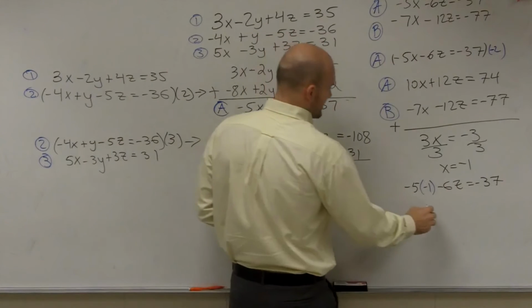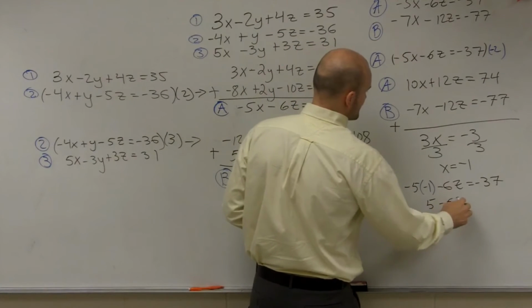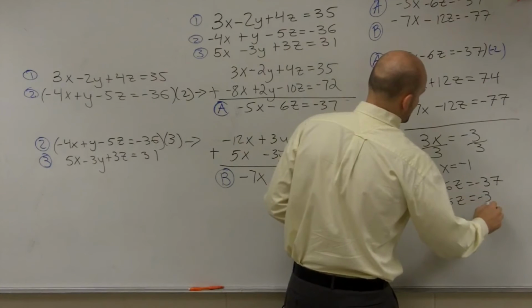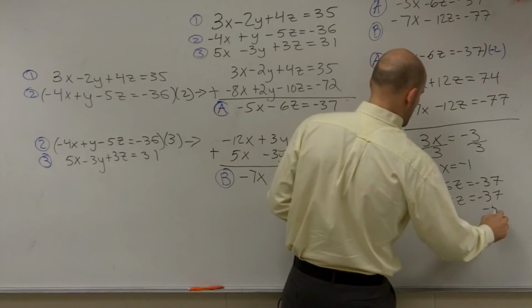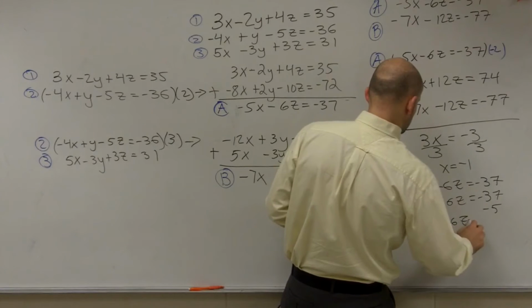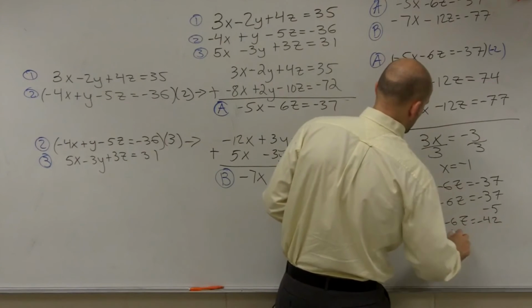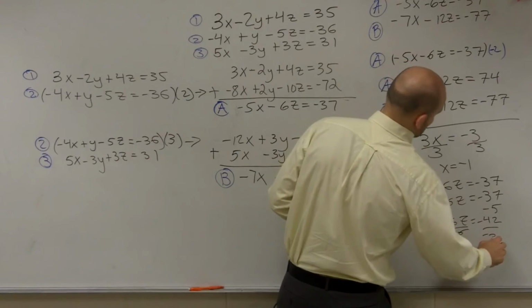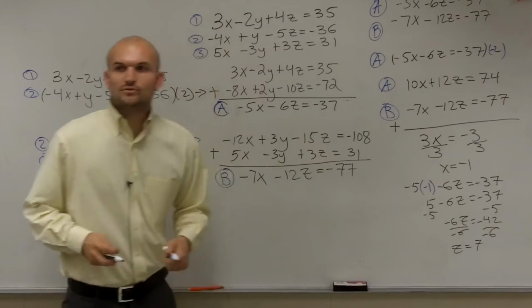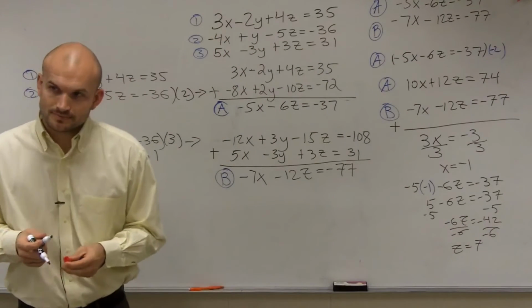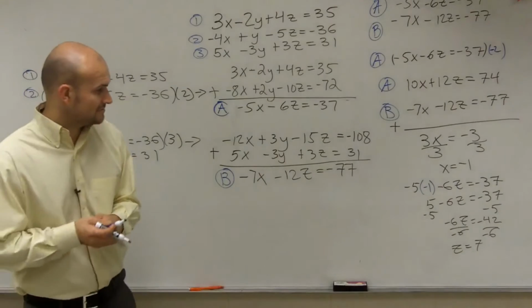Negative 5 times negative 1 is a positive 5, minus 6z equals negative 37. Subtract 5. Divide by negative 6. So therefore, I get z equals 7. OK, z equals 7.